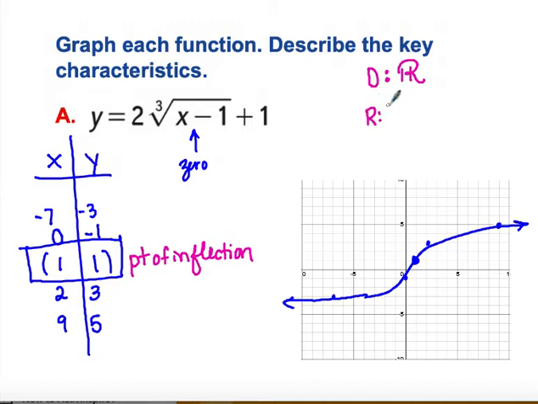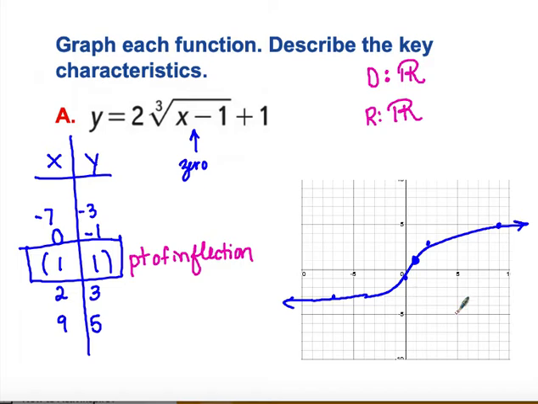My range, and I know it's hard to understand this, but this is going to go gradually down, down, down as I go to the left, and gradually up, up, up as I go to the right. So my range really doesn't have any restrictions either. So my domain and range for this cube root function are both all real values.